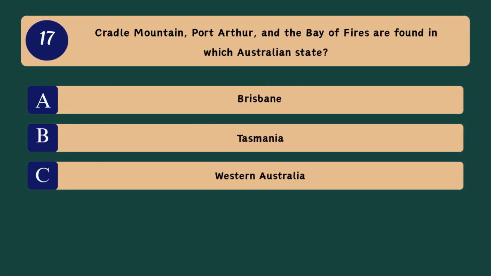Question 17. Cradle Mountain, Port Arthur and the Bay of Fires are found in which Australian state? A. Brisbane. B. Tasmania. C. Western Australia.